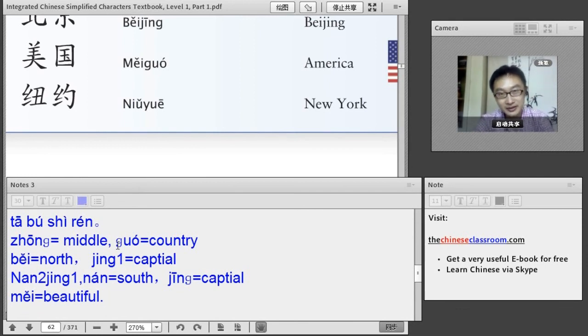Next, 纽约, it just sounds like New York. That's also one way to translate English names. Just make it sound alike. Choose the characters which sound similar. Then, okay, New York, 纽约.